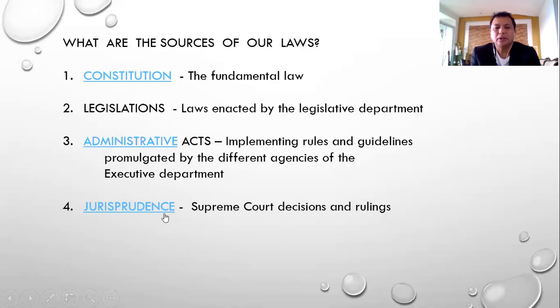Jurisprudence. What are jurisprudence? These are the decisions and rulings of the Supreme Court. The Constitution provides that the rulings and the decisions of the Supreme Court shall form part of the laws of our land. And lastly, customs. Only old and good traditions or customs can be a source of law.